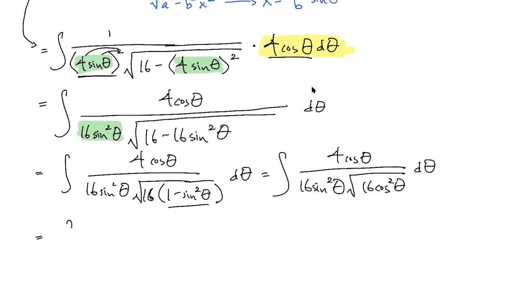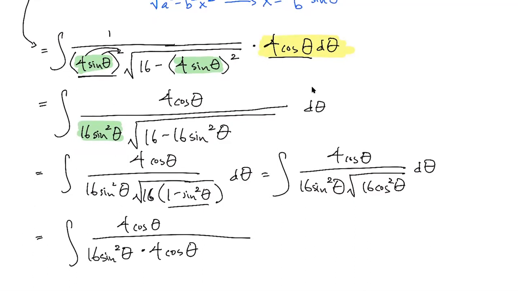And because everything underneath the square root is attached by multiplication, I can take the square root of the 16, which becomes 4, and I can take the square root of cosine squared, which becomes cosine. And then I have my d theta at the end. Okay.